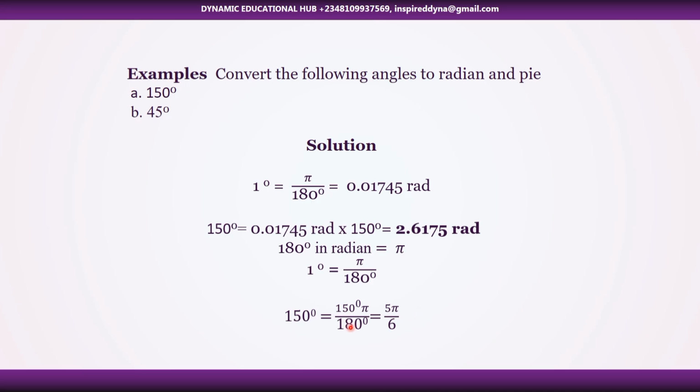So you can reduce this to the lowest fraction. Now 0 will cancel 0 here. You are left with 15 over 18. So 3 can go in 15 5 times. You have 5 here. 3 can go in 18 6 times. So you now have 5 pi over 6. So in angles, that is how to convert it to pi and radian.